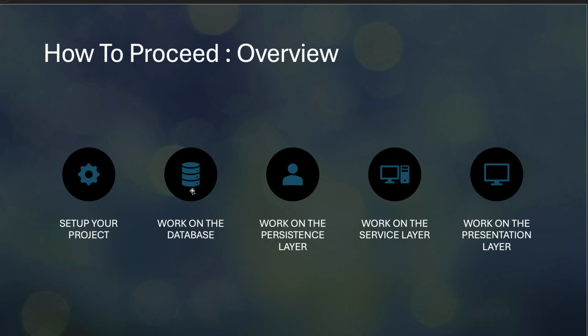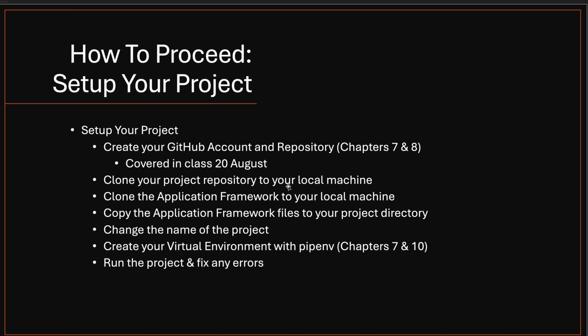All right. So you work on your database, work on your persistence layer. Now let's start with setting up your project. I'm not going to go through everything I did on Monday again, but this is essentially what we covered. To set up your project, you need to create your GitHub account if you have not already done that. And I think most people in class did it in class, or it was already done. Now, you need to read chapters 7 and 8. That'll tell you how to do that. We covered this stuff in class on 20 August. I'm not covering this stuff again. I don't have time. We don't have time to rehash things if you've missed class. You need to catch up.